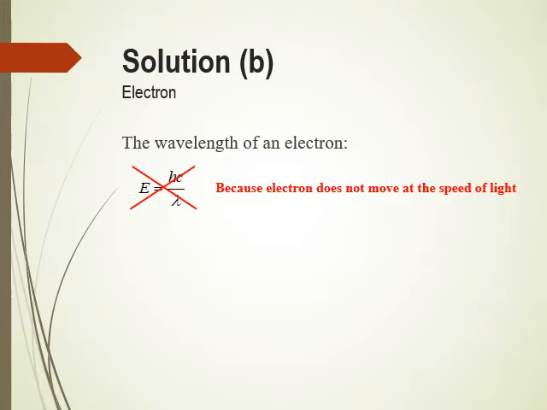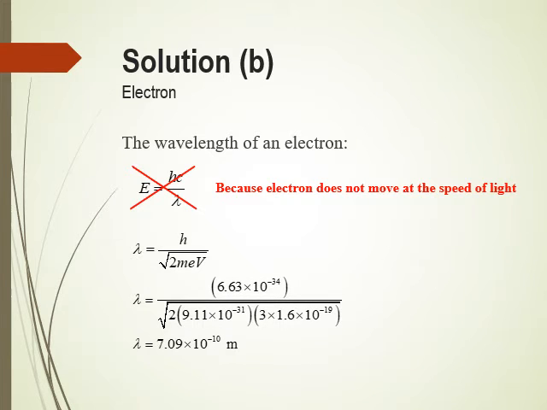Then what equation should we use? Try to look at the list of formulas. Going through the list of formulas again, you will see that the wavelength of an electron can be determined by using lambda equals h over square root of 2meV, where eV represents the kinetic energy of the electron. So substitute the values into the equation, and you will then obtain wavelength equals 7.03 times 10 to the negative 10.